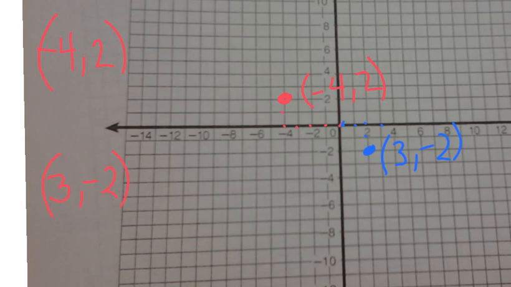Now, I could ask you a question like, okay, where does the point negative 4, 2 live? Which quadrant is it in? And you would say quadrant 2, because remember, this is quadrant 1, this is quadrant 2, this is quadrant 3, and this is quadrant 4. So the other point that we graphed, 3, negative 2, lives in quadrant 4.